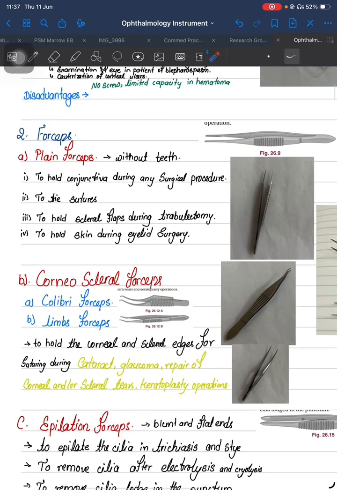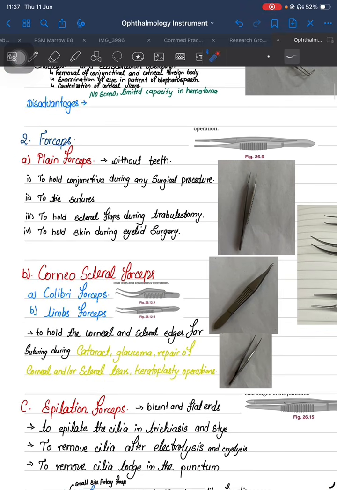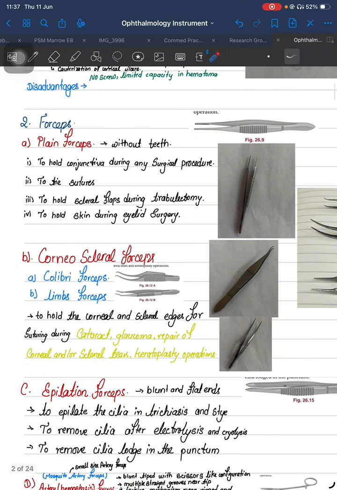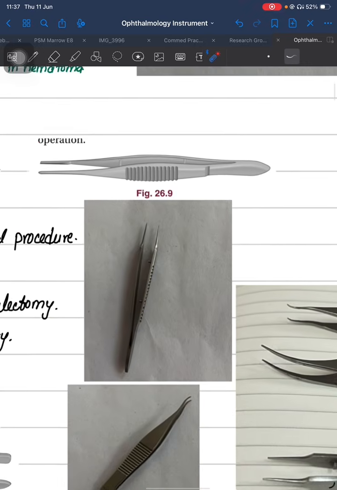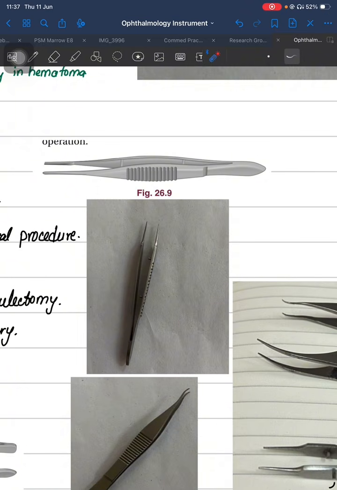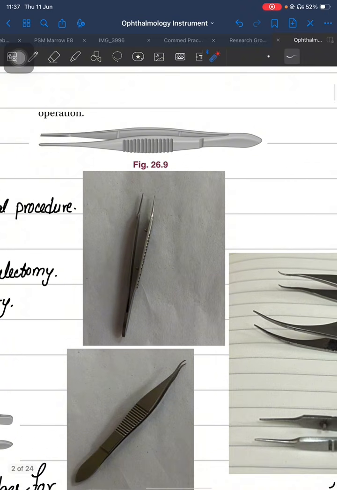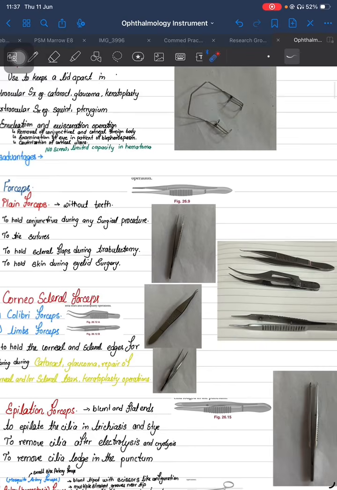Then let's discuss the uses. The main use of plane forceps is to hold the conjunctiva during any surgical procedure, and it is also used to tie a suture, and to hold the scleral flap during trabeculotomy, and to hold the skin during eyelid surgery. The picture shows in the slide. This is the plane forceps, and this one is also the plane forceps.